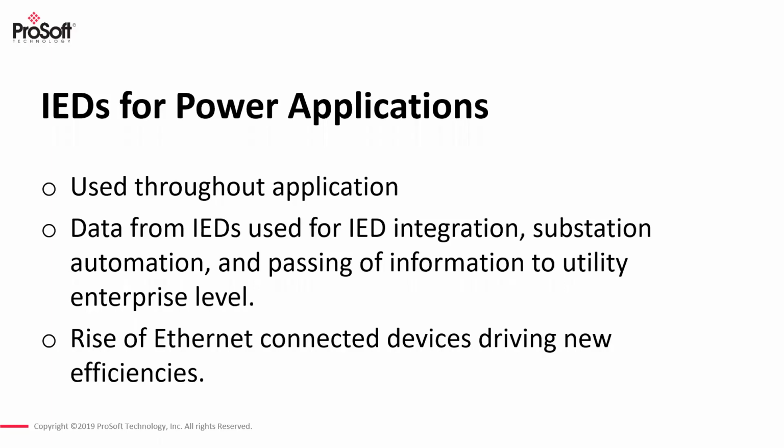The rise of Ethernet has really changed how devices are connected throughout the substation or connected to SCADA. And IEC 61850 was one of the industrial communication protocols that really started to take advantage of Ethernet messaging and some of the benefits of using Ethernet for these applications.